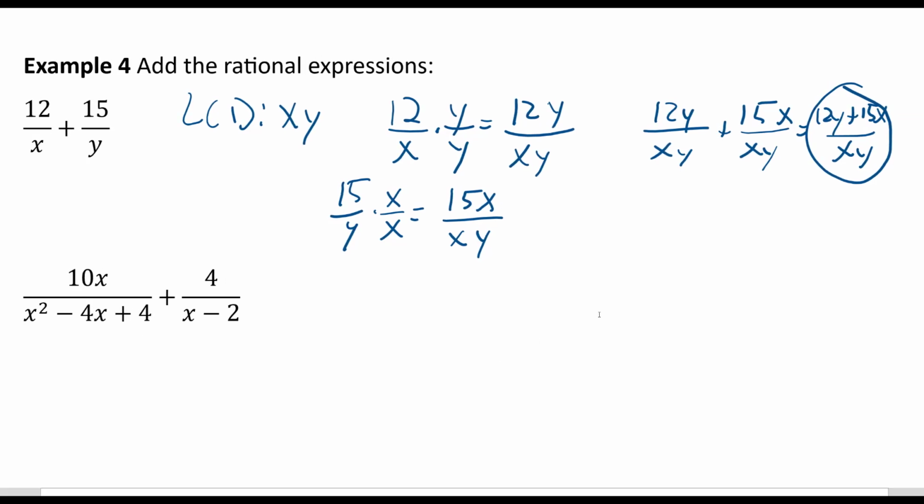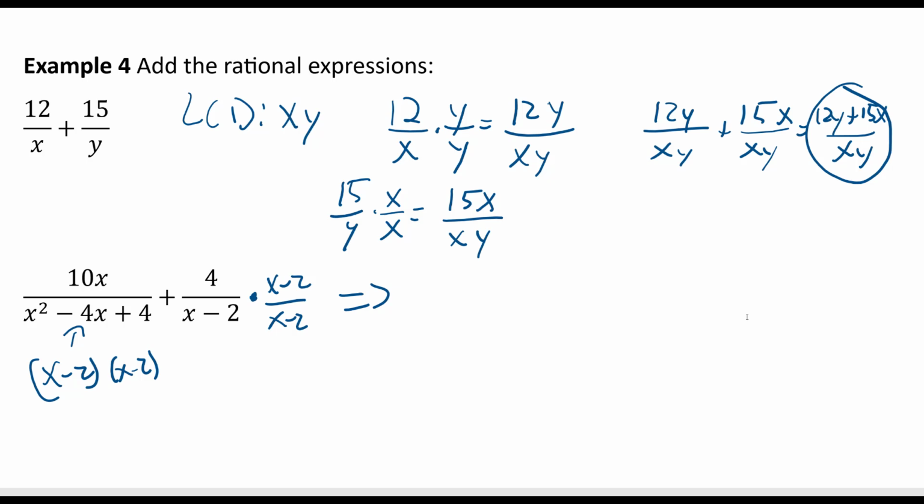There we go. And for the next one then, I need to factor the denominator there. So that looks like a perfect square trinomial. So it's x minus 2 times x minus 2. And so that must be the common denominator. So I'm going to multiply the second one by x minus 2 over x minus 2.